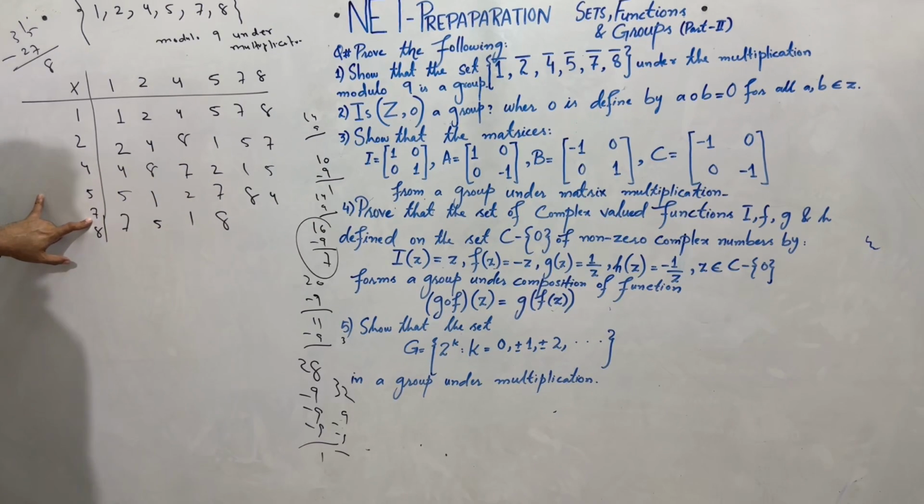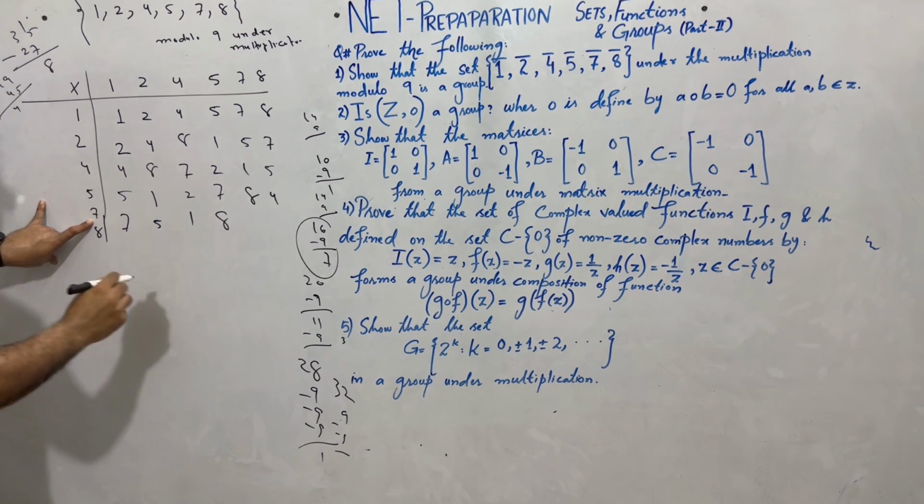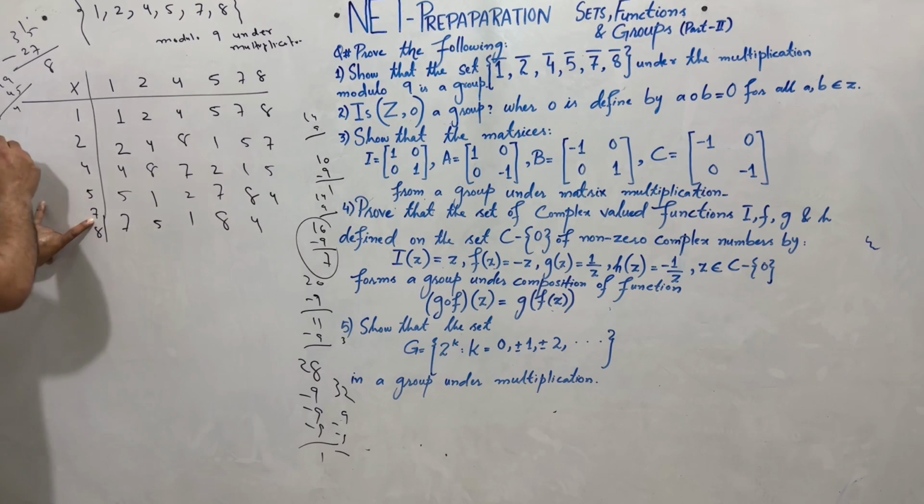Again, 7 times 7 is 49. Keep on applying the table of 9. 9 times 5 is 45. You will get 4. Here, 7 times 8 is 56.